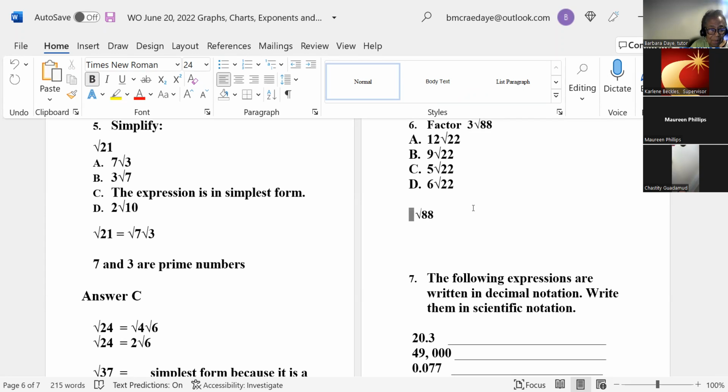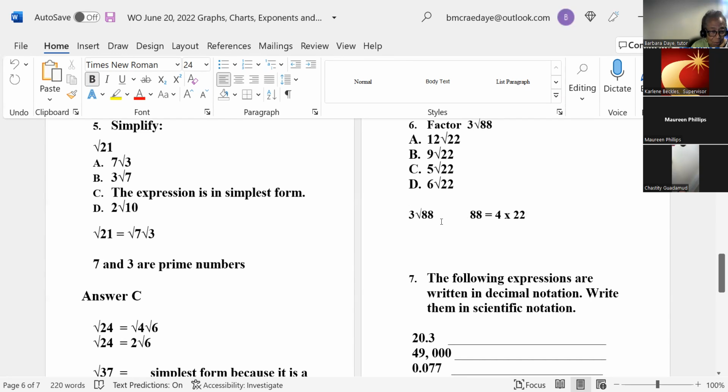Okay, two numbers that could go into 88, right? Okay, let's put them here. Now let's put 88. What are the factors you use for 88? What did you factor that into? I use 22 and 4. Okay, very good. 4 times 22. Because 4 is a perfect square, right?